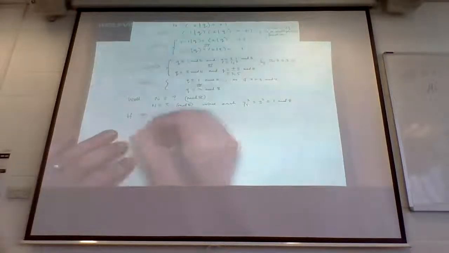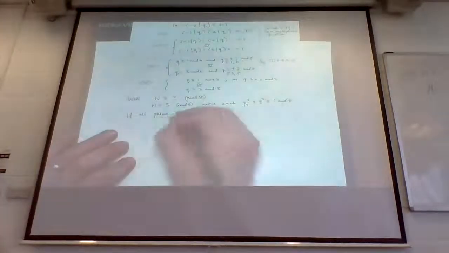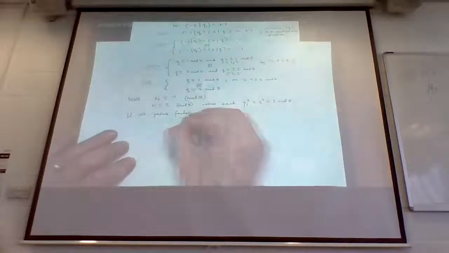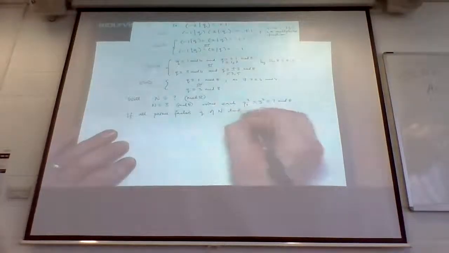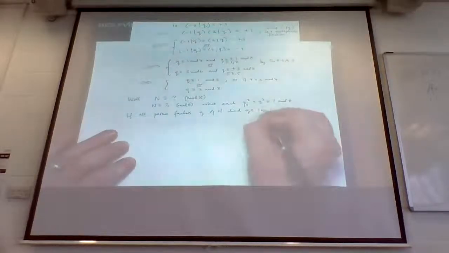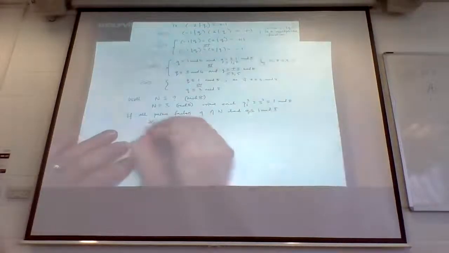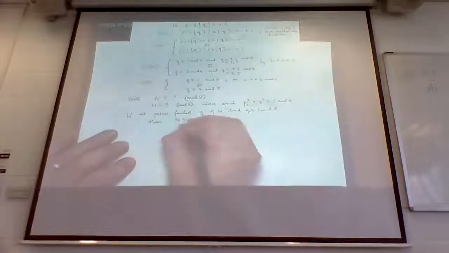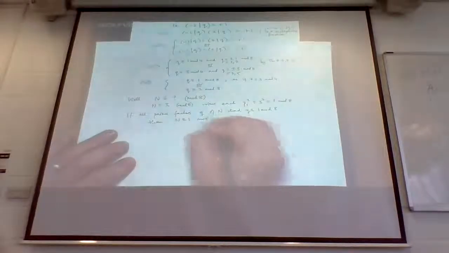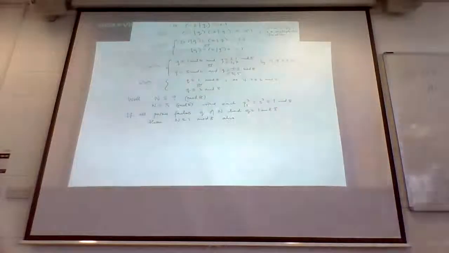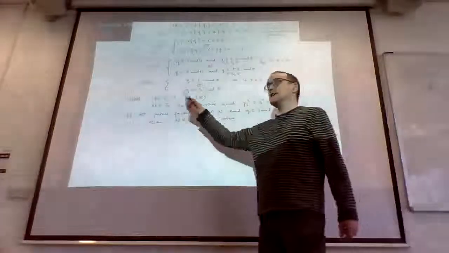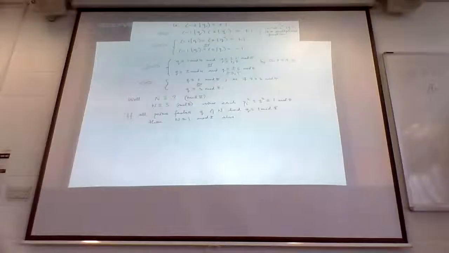So we just want to say that if all prime factors q of n had q congruent to 1 mod 8, then n would be congruent to 1 mod 8 also. Because n is a product of all those primes. But n is 3 mod 8.